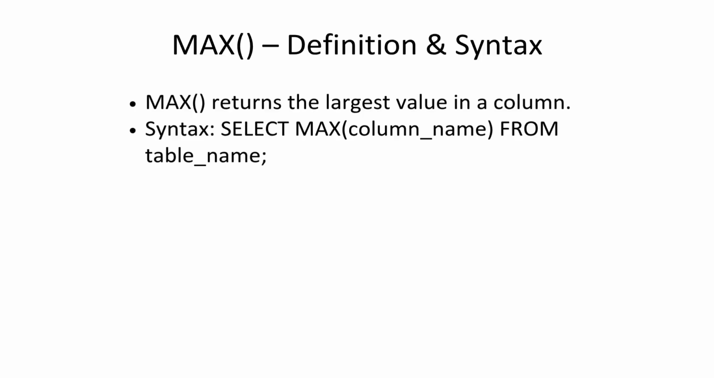Maximum function definition and syntax. Maximum function works the opposite way. It gives you the highest value in the column. Perfect for finding the most expensive item, the oldest person, or the largest transaction. Syntax: select max in brackets column name from table name semicolon.